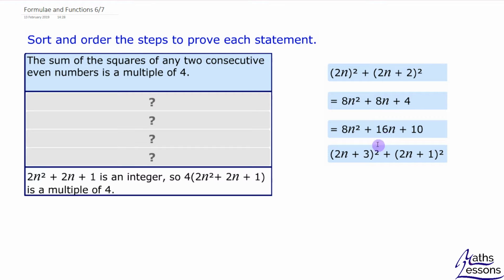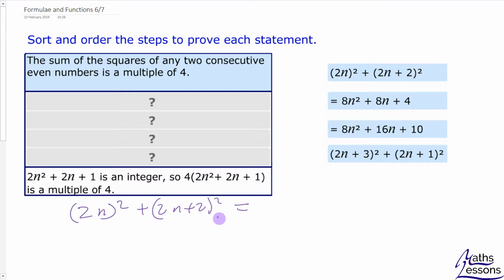So we're going to use 2n squared plus 2n plus 2 squared as my two consecutive even numbers. So that's what they are. We know 2n is even. Square it gives you an even number squared. 2n plus 2 is the next even number. It's got to be 2 more.